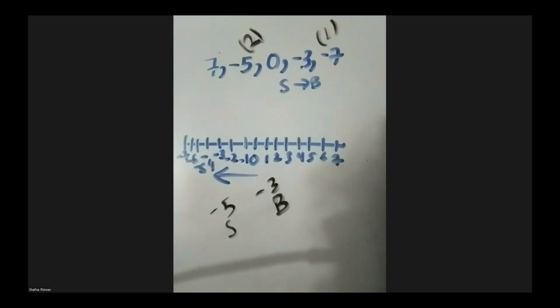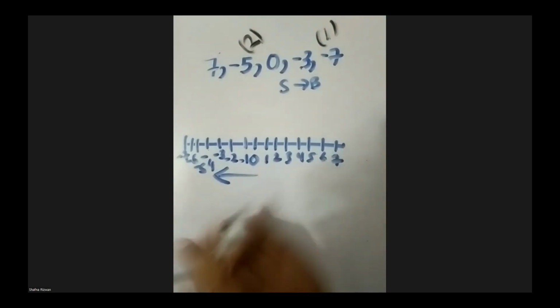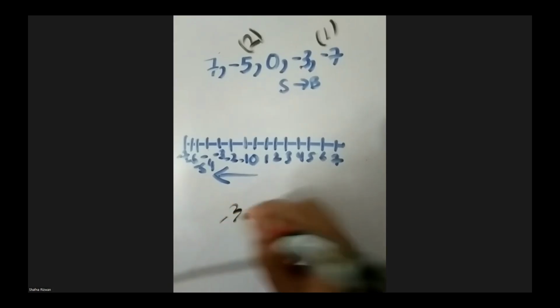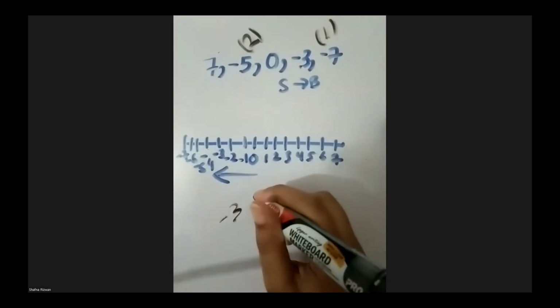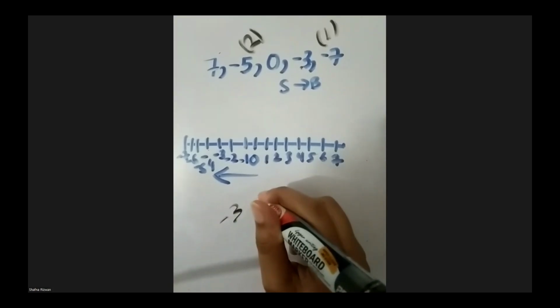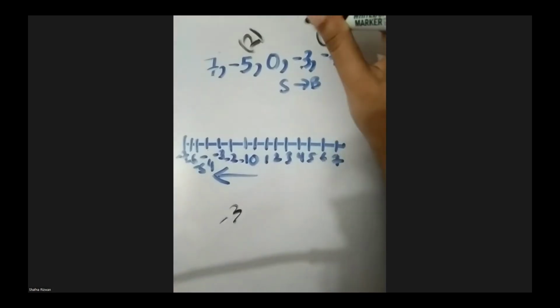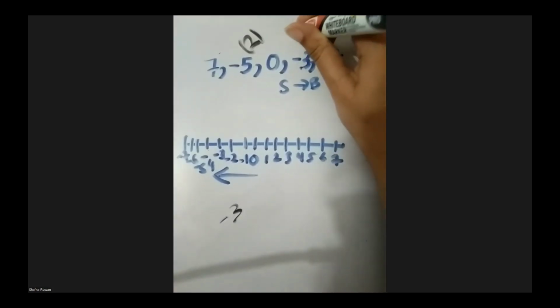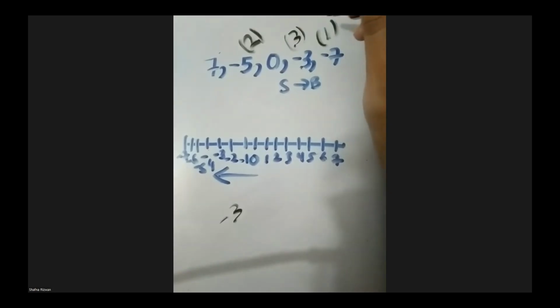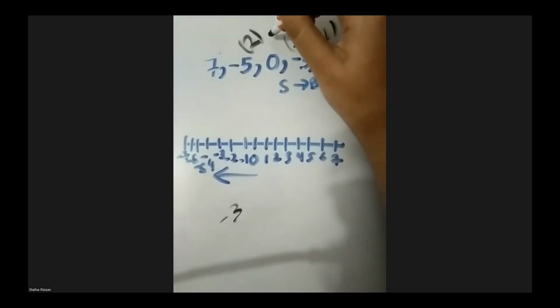After that, if you take minus 3, minus 3 is the negative number. If you take this, what is the smallest? After that, minus 3 is the next smallest number, the third one. And after that, what's the smallest? 0. Okay.